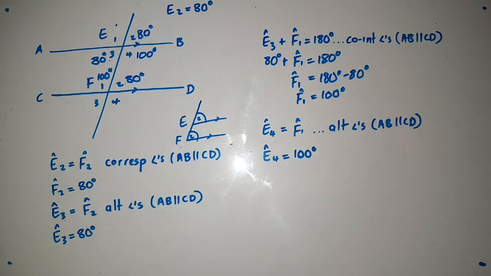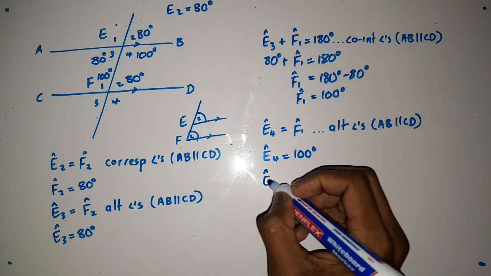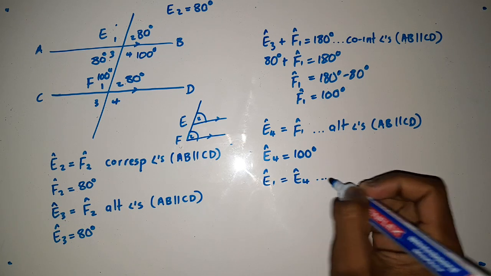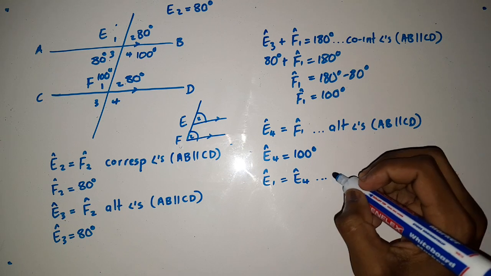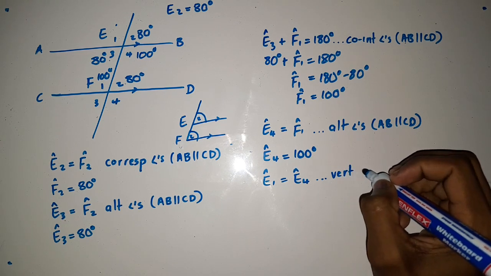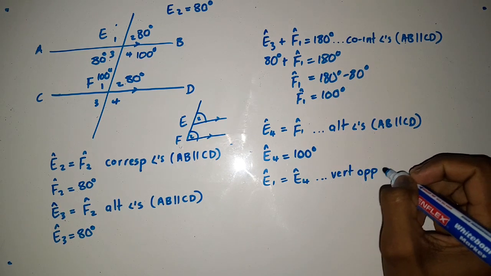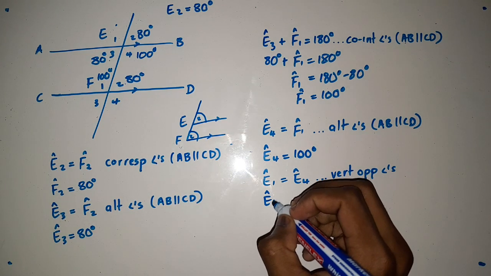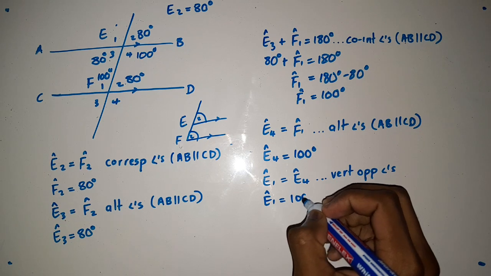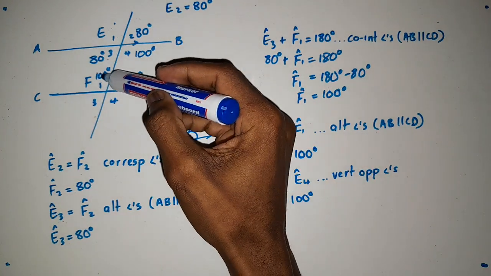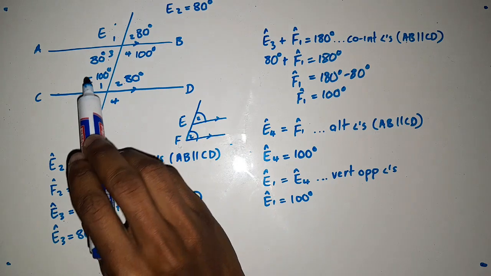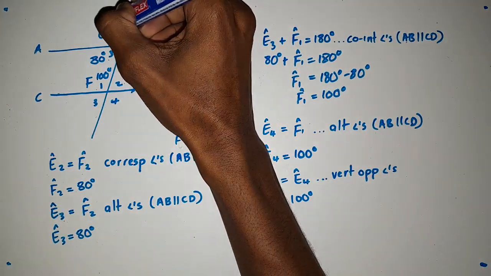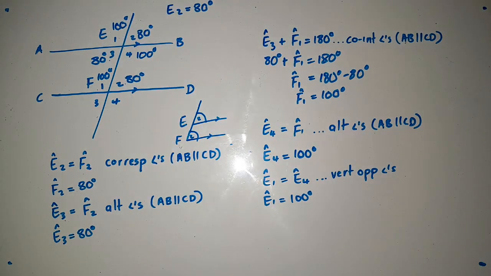Our E1, if you were to figure out the value of E1, you can say E1 is equal to angle E4, because vertically opposite angles. Then angle E1 is going to be equal to 100. Or some you can say the corresponding, but with F1, you see. Then we have now 100 like this.